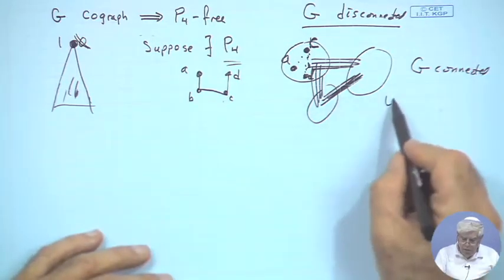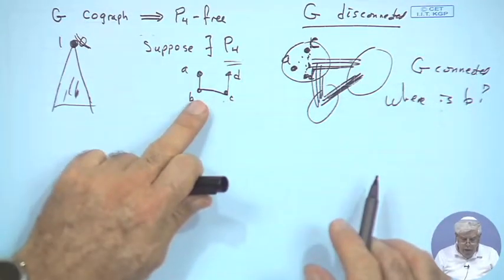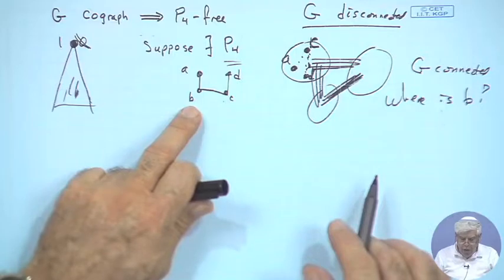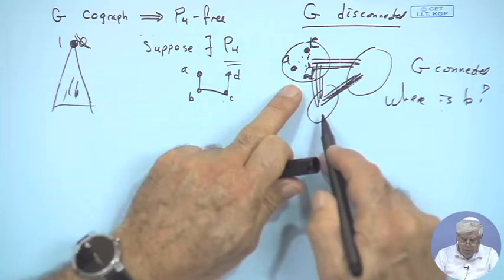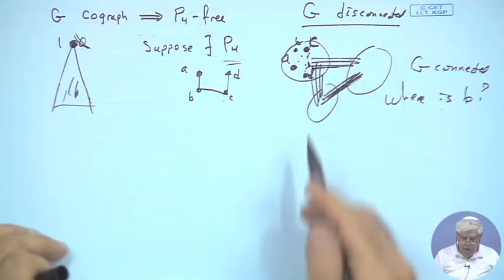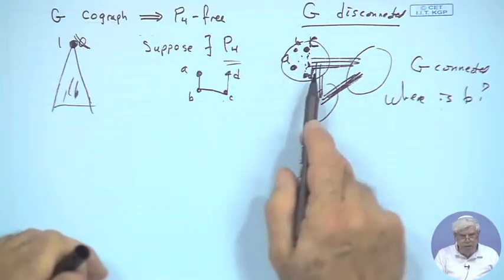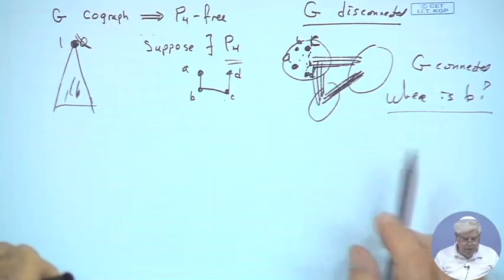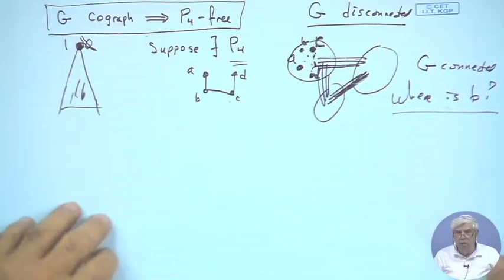Where is B? Well, on the one hand, it's disjoint from D. So it cannot be in one of these outer components. So it must be inside the same component. Now, A, B, C, D are all in the same component. That would give me a P4 inside one of the components. This is a smaller cograph. That's a contradiction to the induction hypothesis. So we've proved that the implication cograph implies P4-free is true.